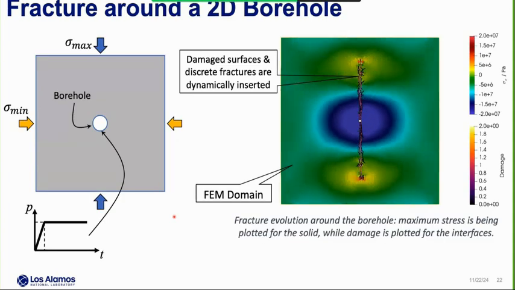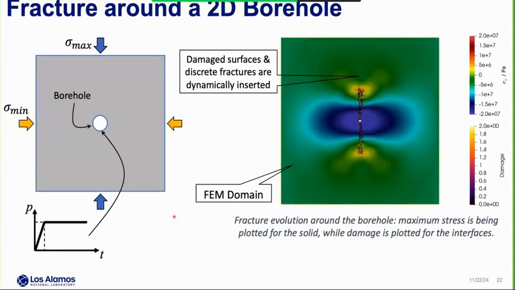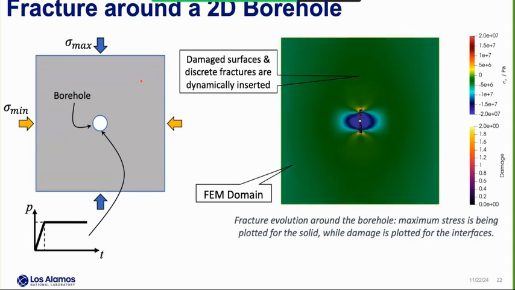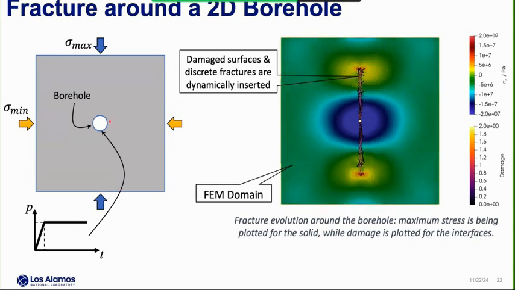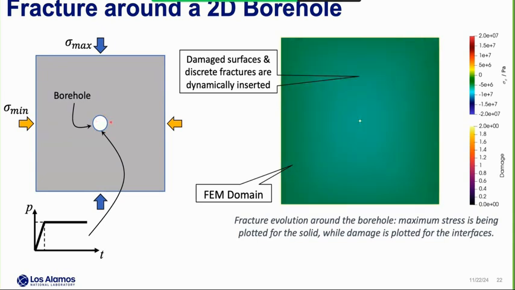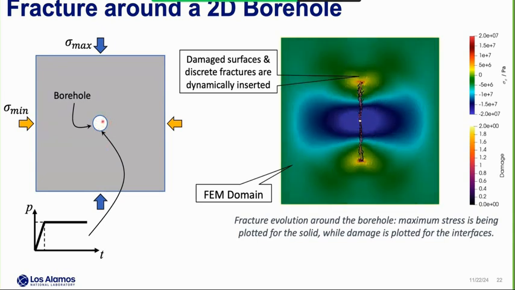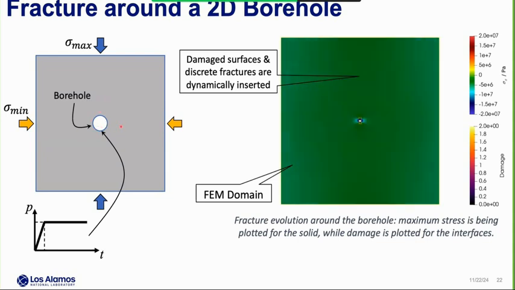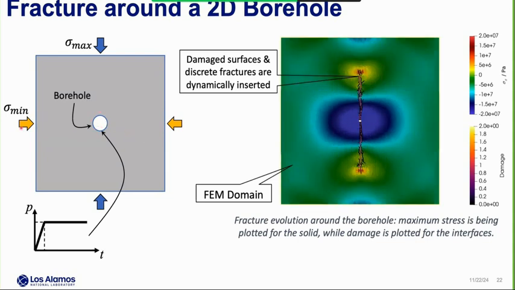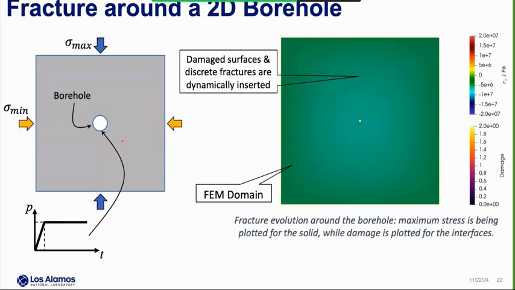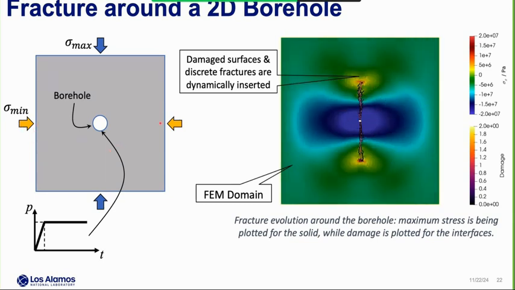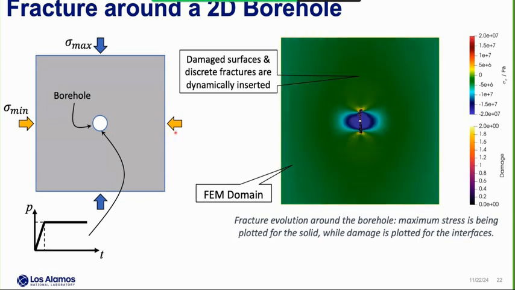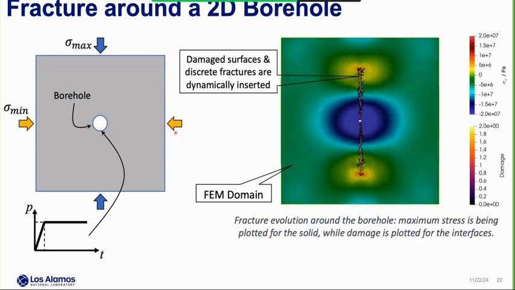The first example is the simulation of fracture around a 2D borehole. As shown in the left picture, there is a 2D rock block, and in the middle there is a borehole. We apply a pressure boundary condition in the borehole to generate the fracture in the rock. In this case, we assume that this rock block is under in-situ stress, and the horizontal stress is the minimum in-situ stress. This problem was simulated using the unified cohesive zone model.